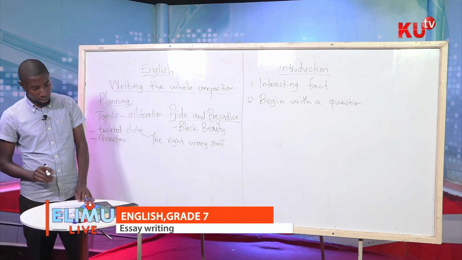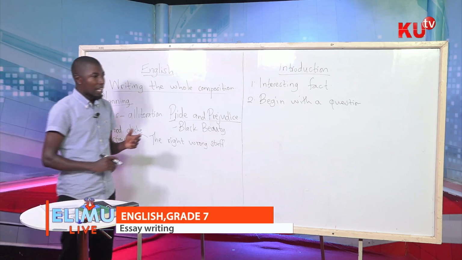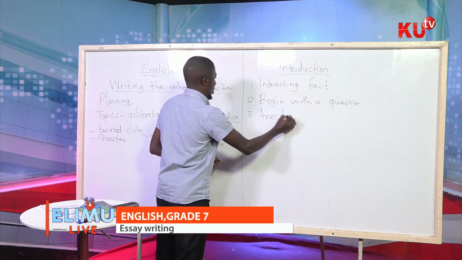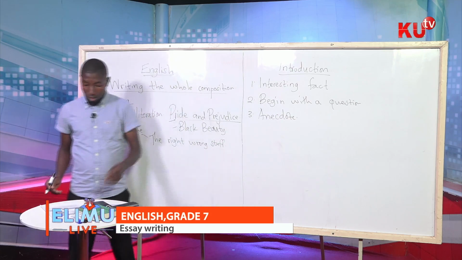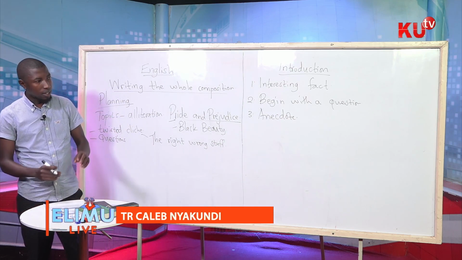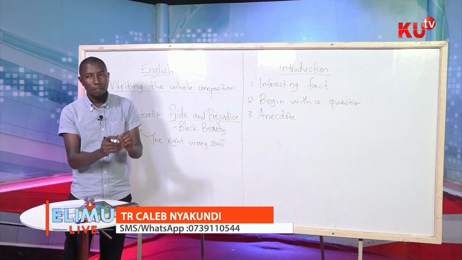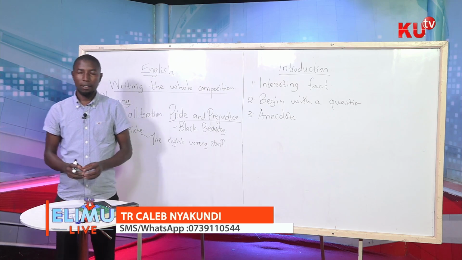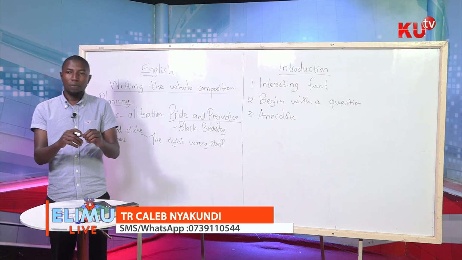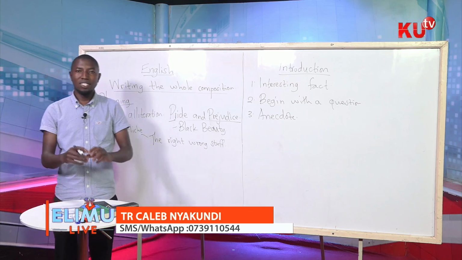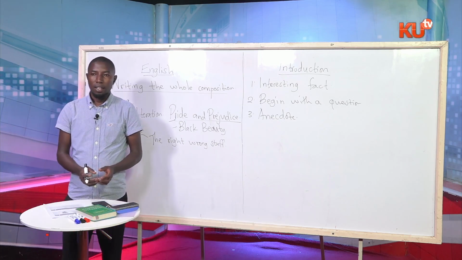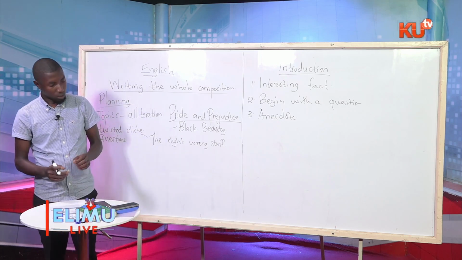Another strategy that you can use is an anecdote. Anecdote is very simple. It's giving information that is interesting. It's like a sneak peek, a small piece of information about what is interesting in the whole essay. So it's called an anecdote.